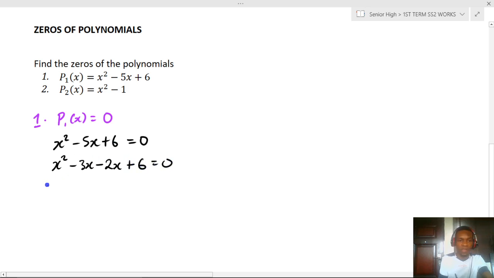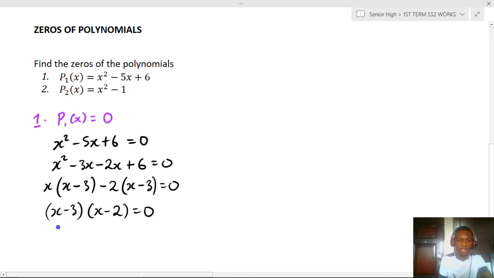Then I can factorize this by bringing out my x and having here x minus 3, and then bringing out the common factor between minus 2x and 6, that is minus 2, and then here is what? x minus 3 is equal to 0. So therefore, grouping them, I have here x minus 3 bracket x minus 2 equal to 0. Therefore, my x is equal to 3 or my x is equal to 2. Remember, we did this by making x minus 3 equal to 0 or x minus 2 equal to 0. Then I took my minus 3 over to the equality sign and it became plus 3. Took my minus 2 over to the equality sign and it became plus 2.